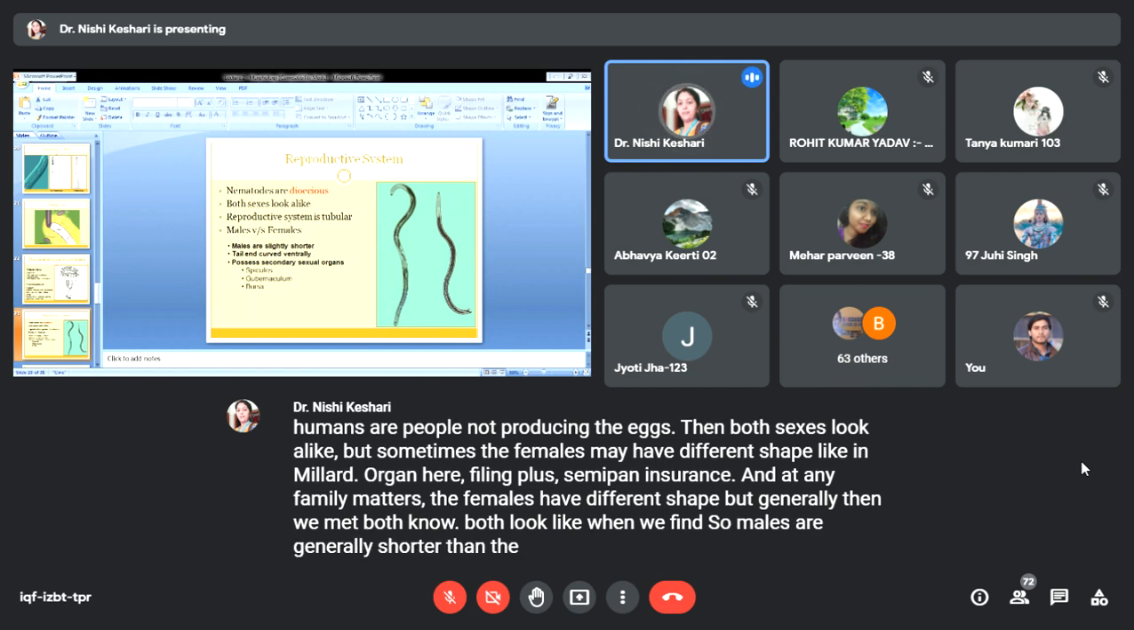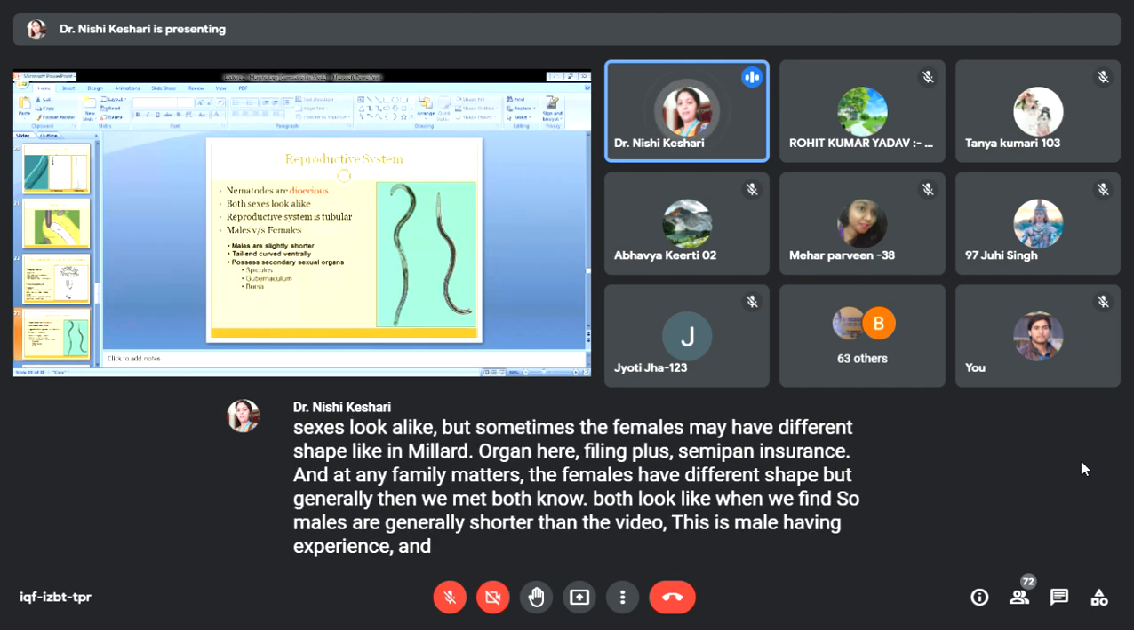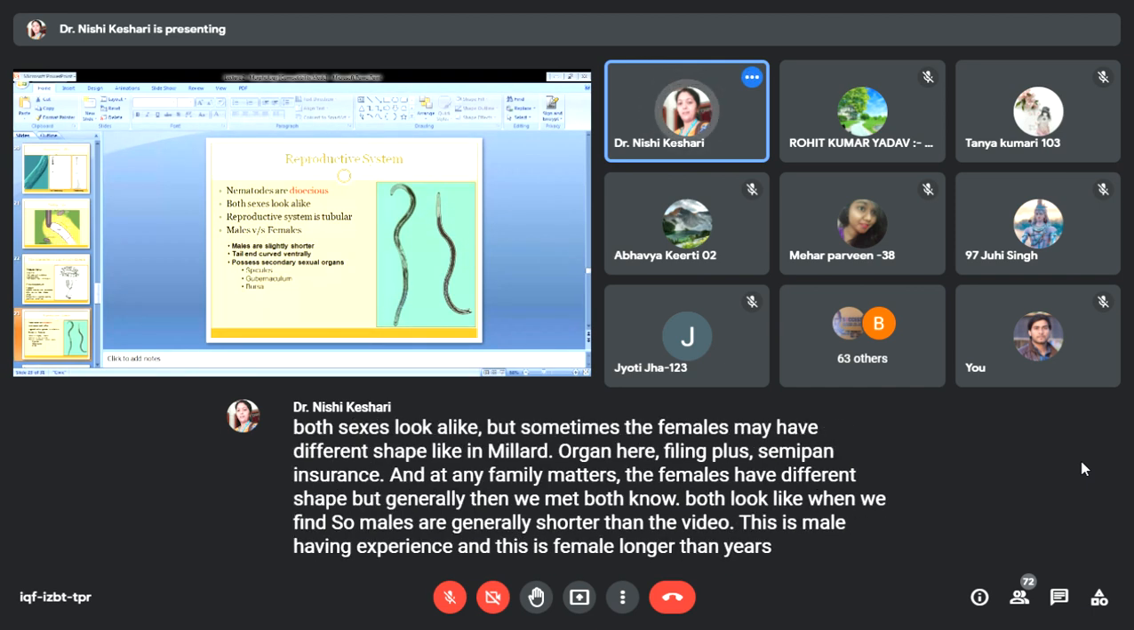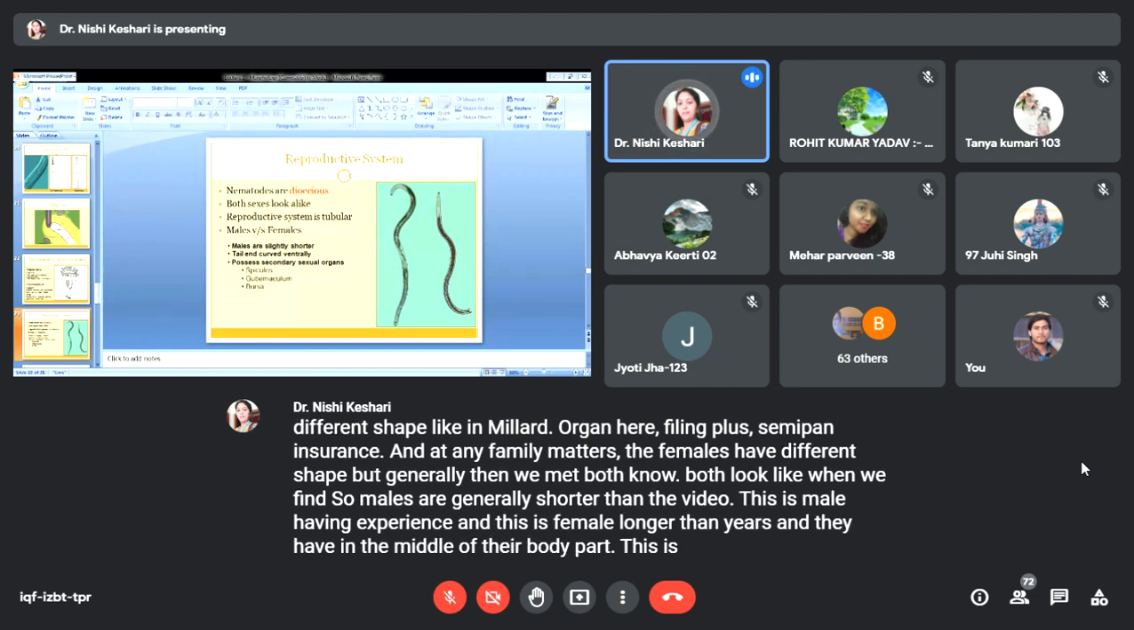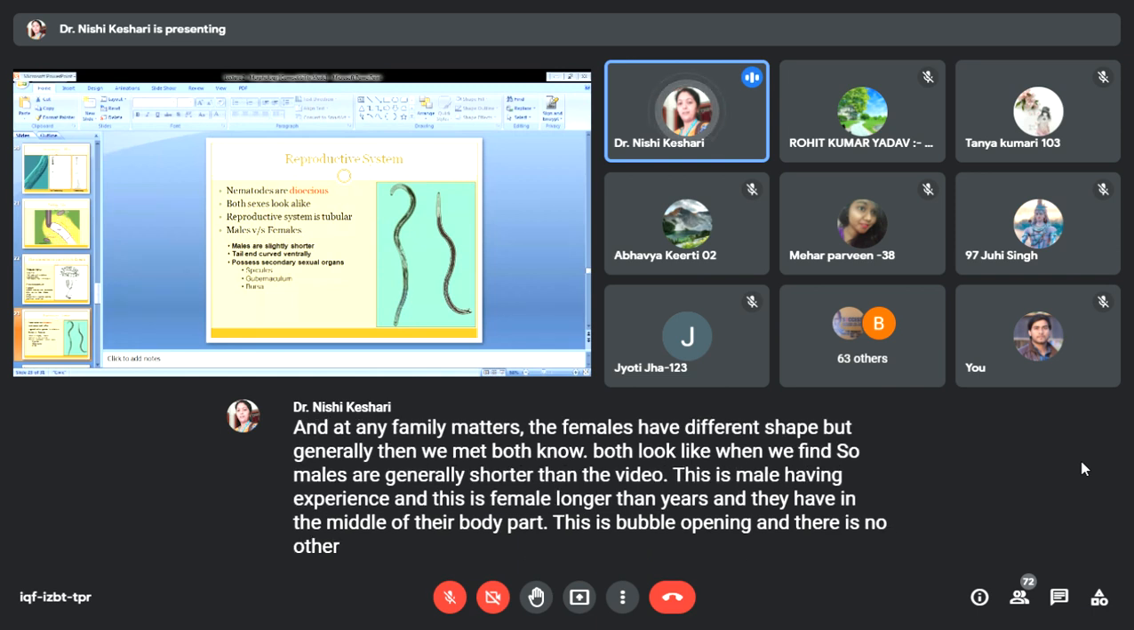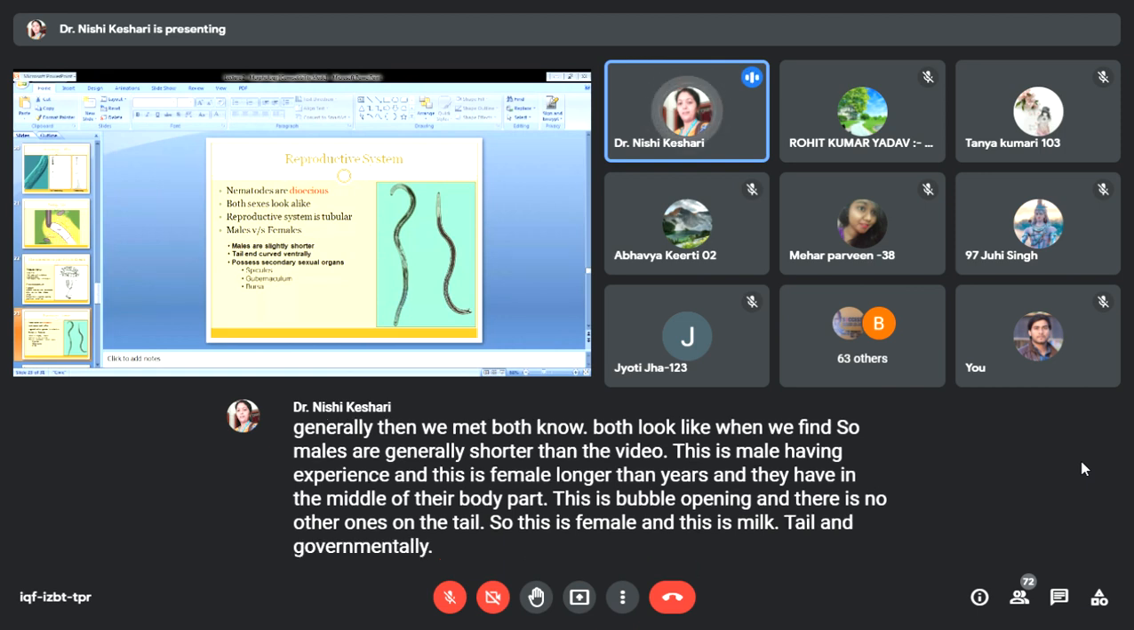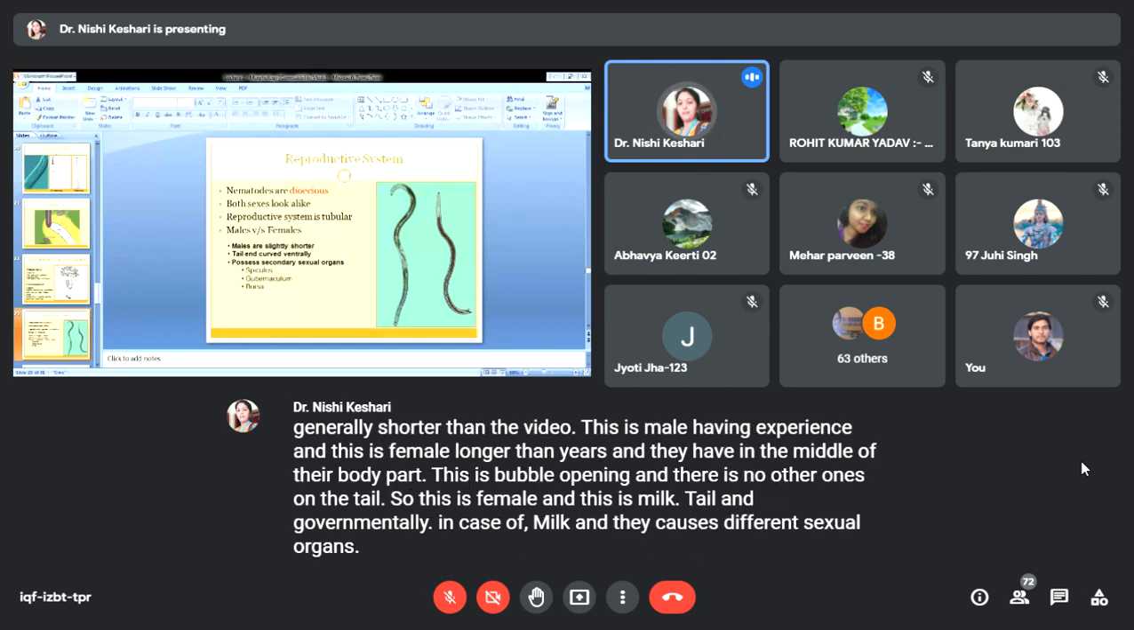You can see here, this is the male having a conspicuous bursa here, and this is the female, longer than the males, and they have in the middle of their body the vulval opening, and there are no other organs on the tail. So this is female and this is male. The tail end is curved ventrally in the case of the male, and they possess different sexual organs. So this is the male connector and this is the female connector.